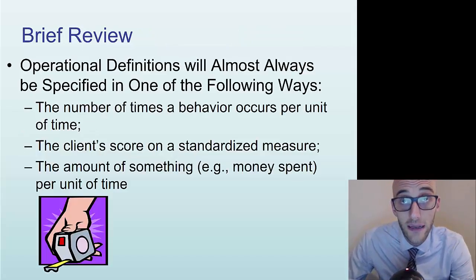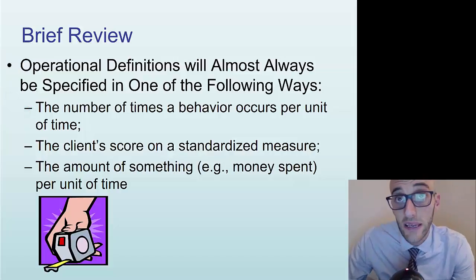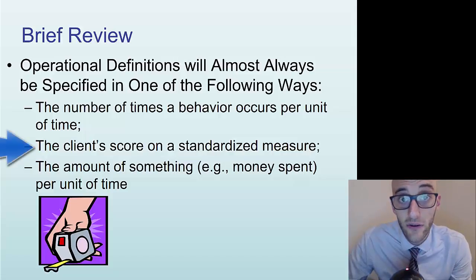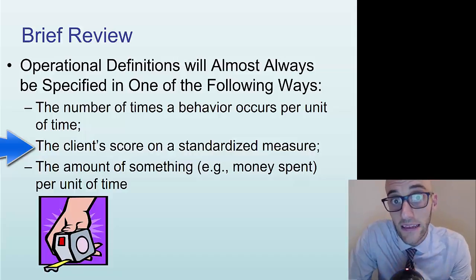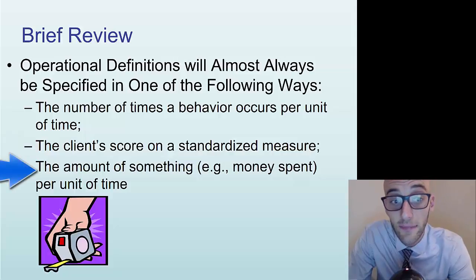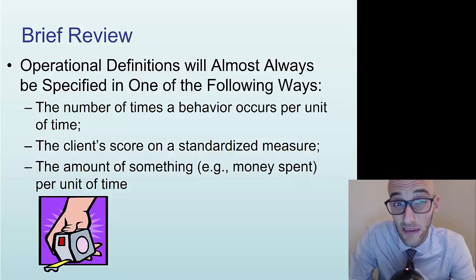This is one of the bigger concepts for Social Work 793 that a lot of people struggle with, operationally defined problems. So I think it's worth going over it twice. Operationally defined problems should be defined in the following way: the number of times a behavior occurs per unit of time. This could be, again, minutes spent exercising per day, the client score on a standardized measure, or the amount of something. So you could do like daily score on a Beck Depression Inventory.